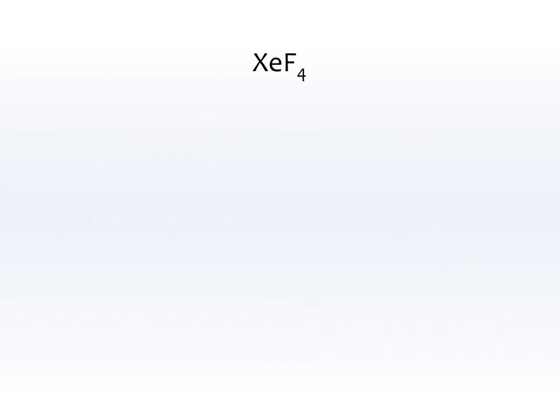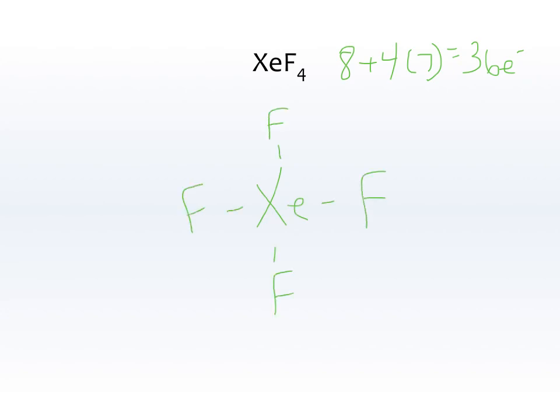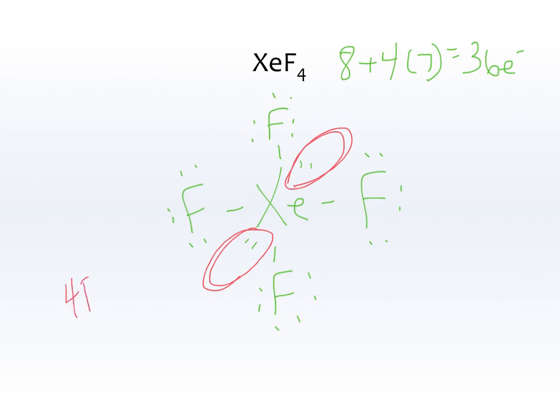XeF4. That'll be 8 plus 4 times 7. 28 and 8 is 36 electrons. Xe with 4 F's around it. 8, 16, 24, 32, 33, 34, 35, 36. A lone pair here, a lone pair there. So Xe is going to end up with 4 bonding pairs and 2 lone pairs.